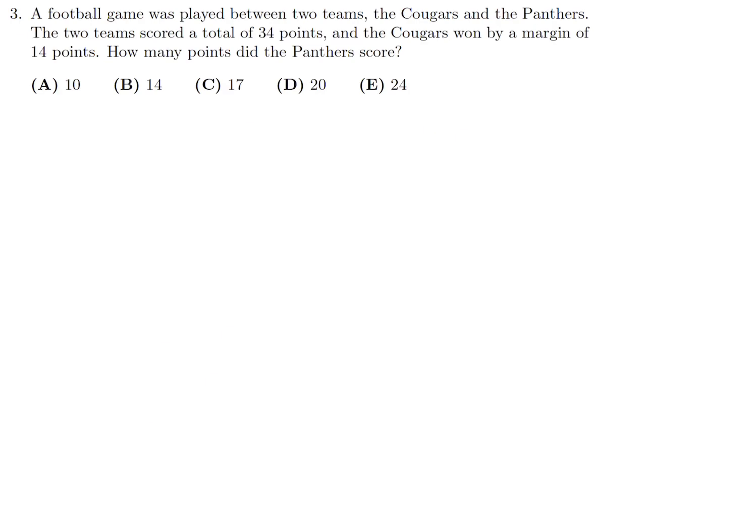A football game was played between two teams, the Cougars and the Panthers. The two teams scored a total of 34 points, and the Cougars won by a margin of 14 points. How many points did the Panthers score? So the key in this question is that the Cougars won by a margin of 14. So that means their score was the Panthers' score plus 14. And then they tell you also that the total score, Panthers and Cougars, is 34. So there you go. Those are the two equations.